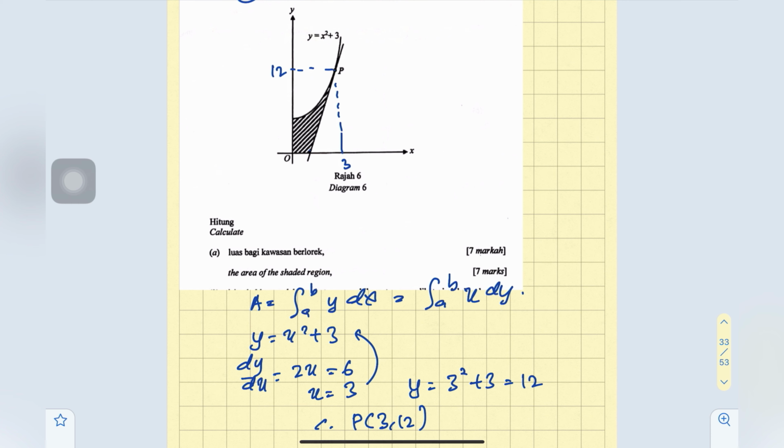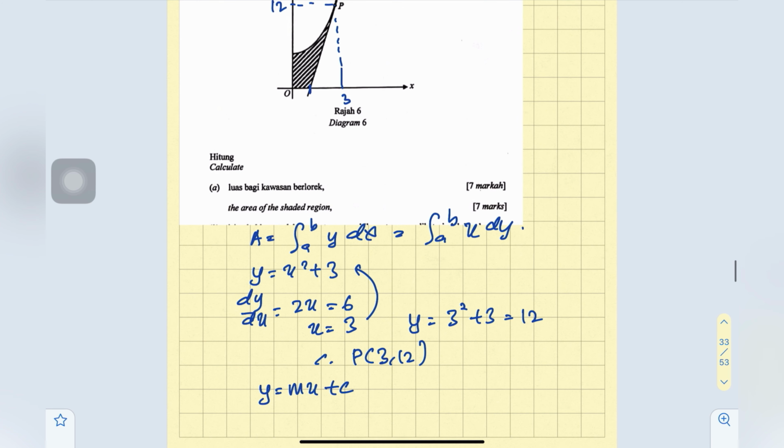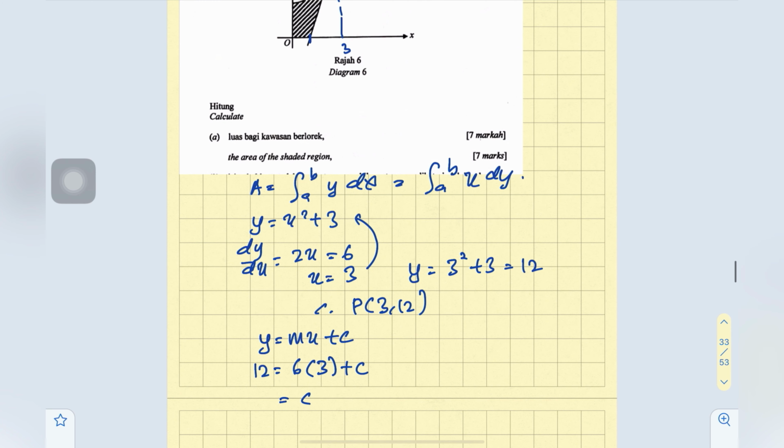Then we need to find the x-intercept. To find the x-intercept, we first need to find the equation of the straight line, the equation of the tangent. We know the equation of a straight line is y equals mx plus c. We already have the point (x, y), so we substitute y equals 12. M, just now, M is what? 6, the gradient. x is 3, plus c. So we get c equals negative 6.